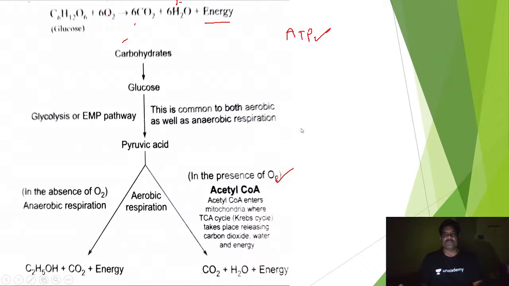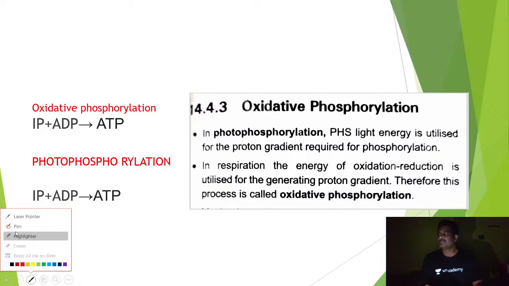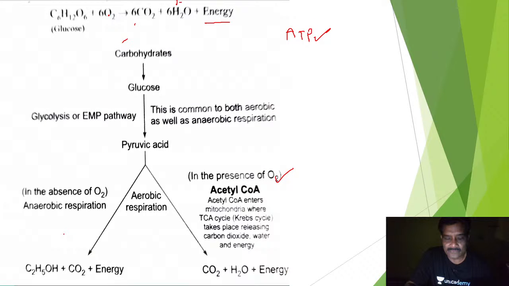So here ATP energy is formed. So this is an oxidation process. I mean this oxidation process is nothing but aerobic oxidation. So how are ATP molecules generated here?